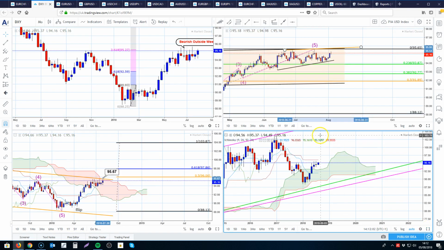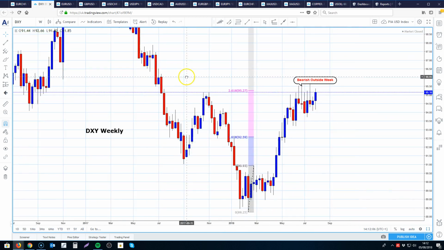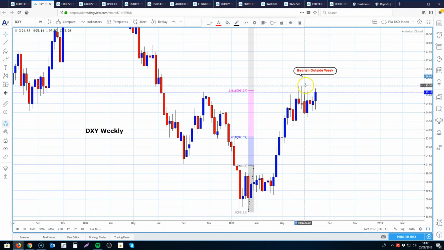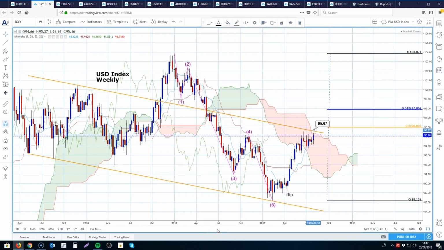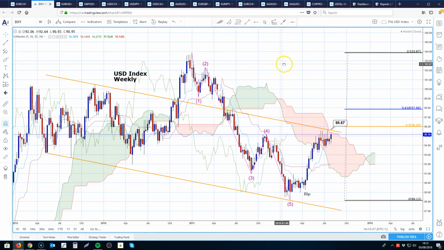If we go to the weekly chart, we can see that we've hit a 261.8% Fibonacci extension level at 95.27. We did post a bearish outside week, but that actual high was taken out, and we're just seeing this period of consolidation really.